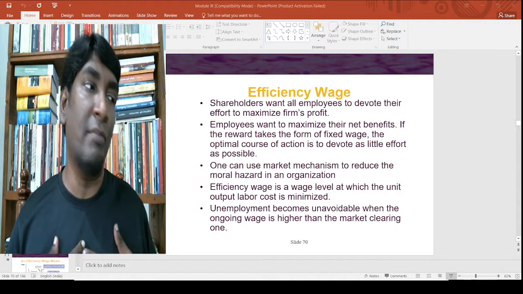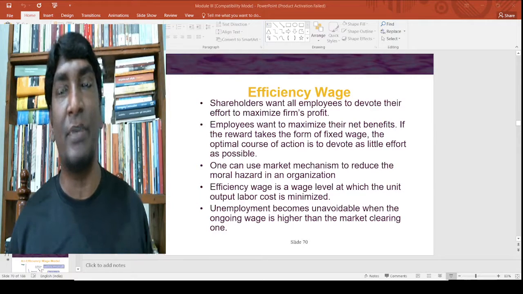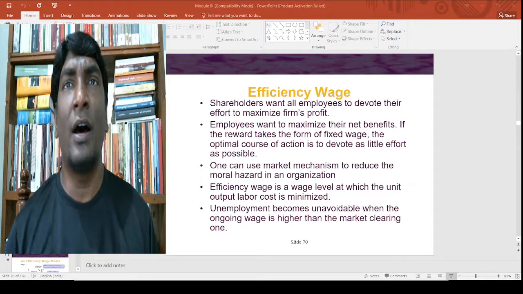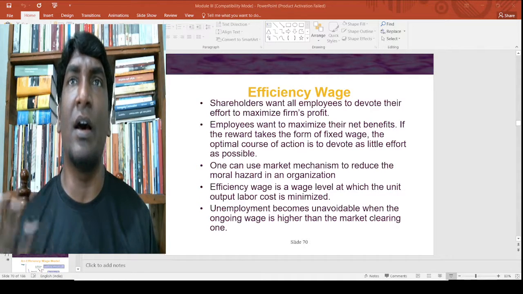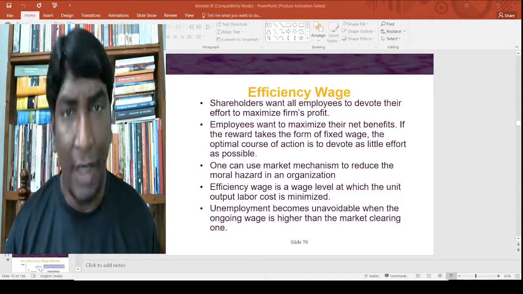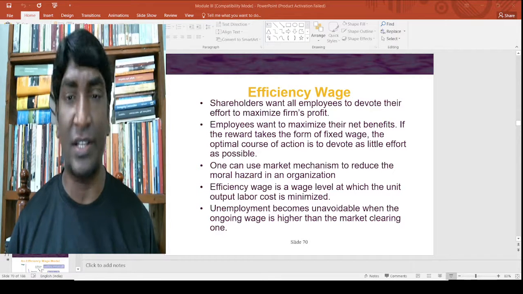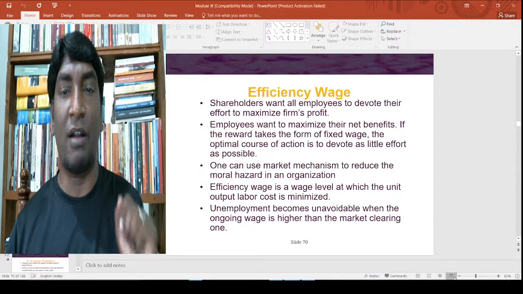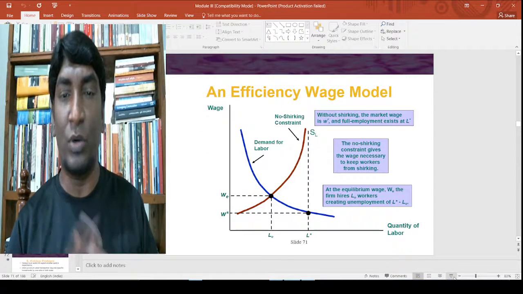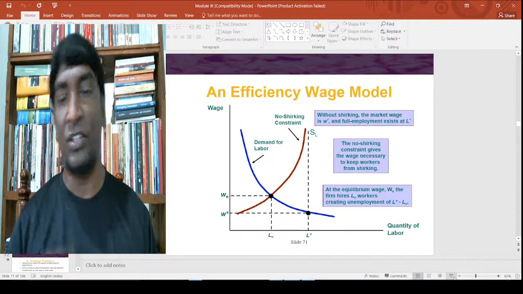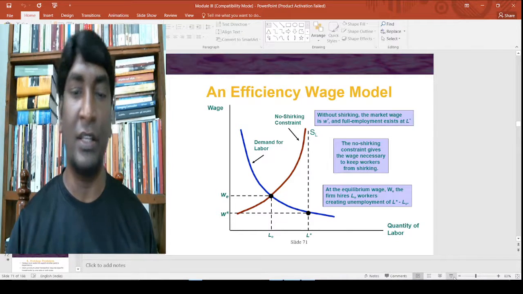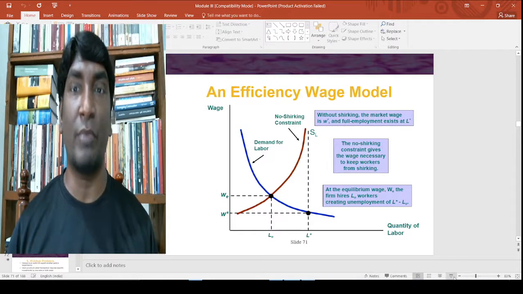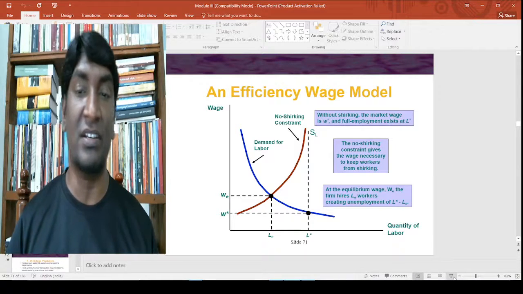Milton Friedman, in some critical understanding of the earlier period, made the point that at least 3-4% of unemployment is inevitable in the capitalist production structure. This is what we can show with the help of this graph. The blue line is the demand for labor, and the brown line is the new non-shirking constraint wage, which is higher than what was expected earlier.